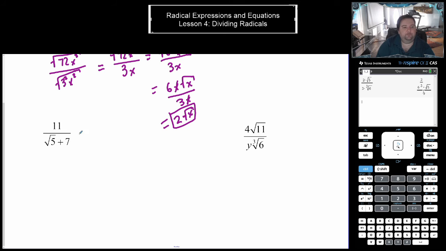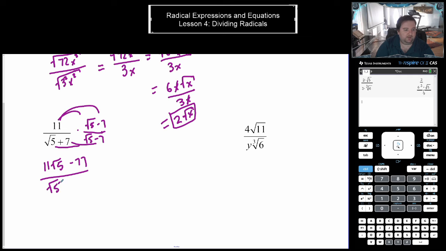Let's do this next one. What are you going to do? Multiply by the conjugate. So root 5 minus 7. You just flip the sign. Okay? Root 5 minus 7. And let's get to work. On the top we have 11 root 5 and negative 77. 11 root 7 minus 77. On the bottom you have root 25 and negative 49. Root 5 squared and negative 49.